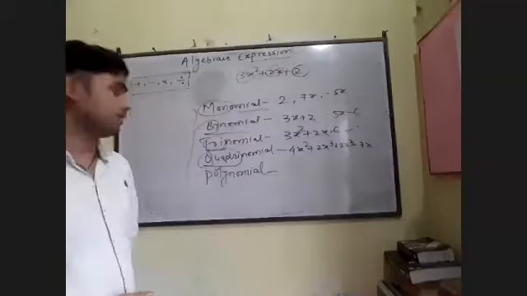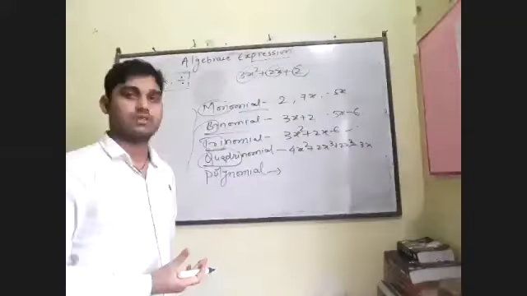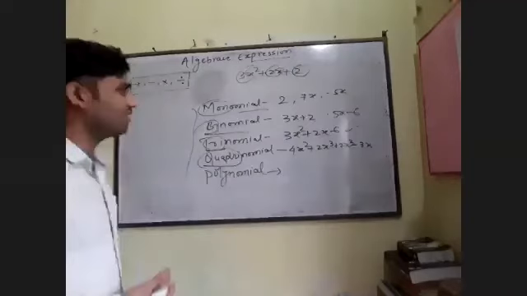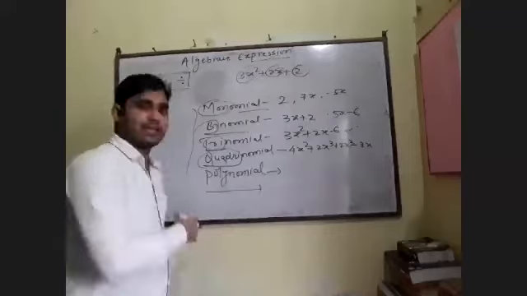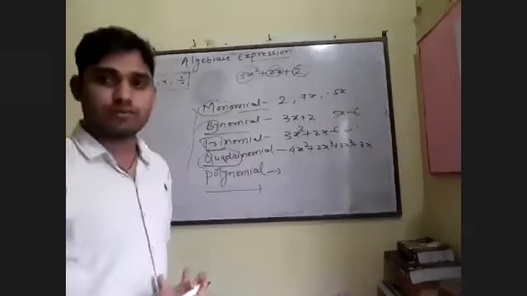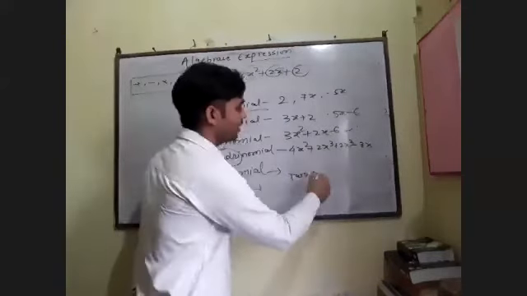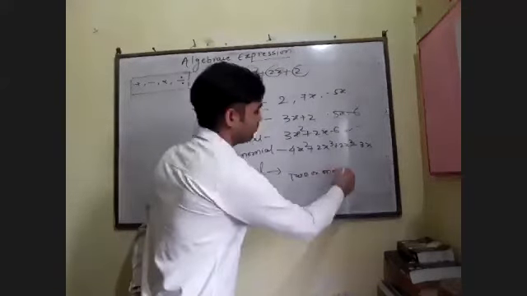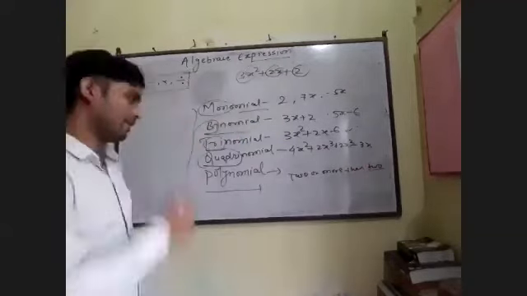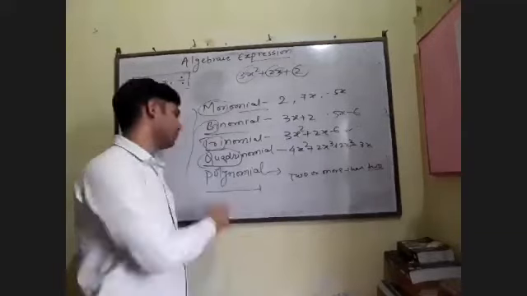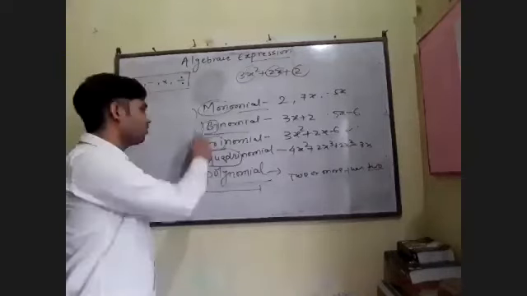And polynomial. In a few books it is also written for 1 term, but we take an algebraic expression containing 2 or more than 2 terms. An algebraic expression containing 2 or more than 2 terms is called a polynomial. So these all may be polynomials also. These all are polynomials.